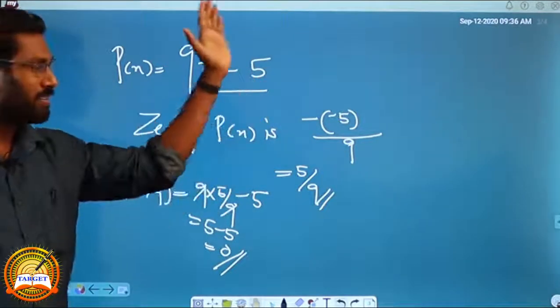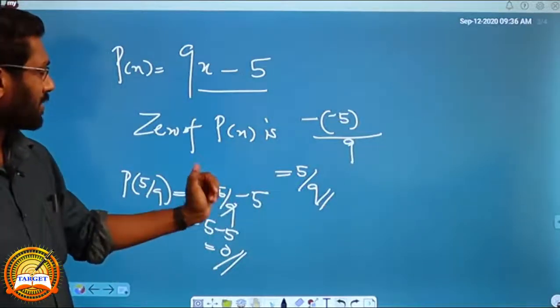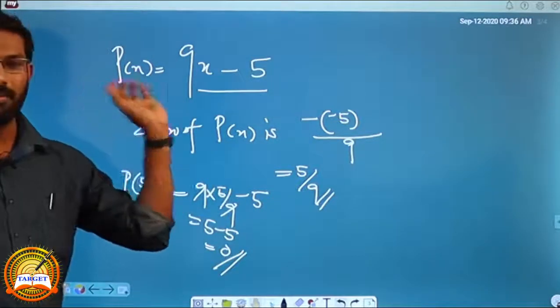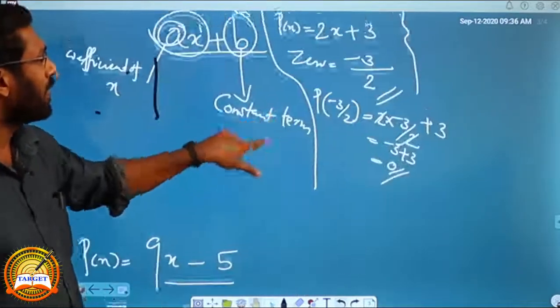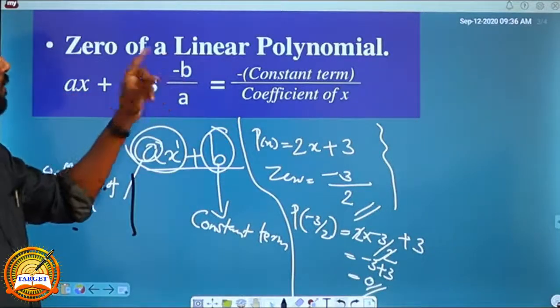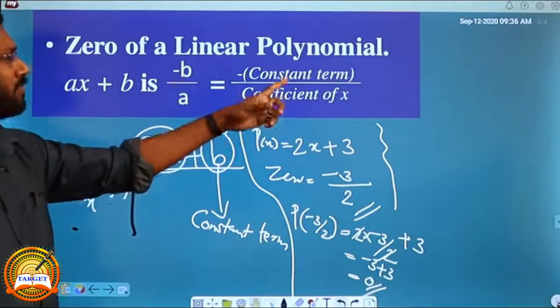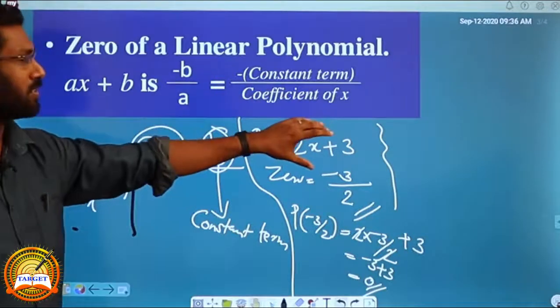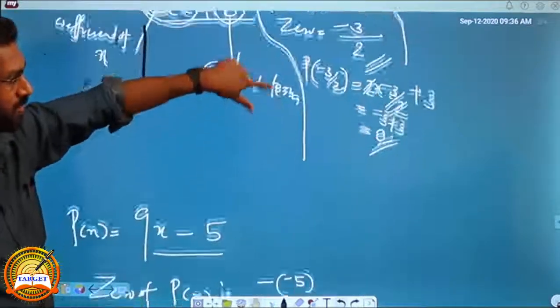Got it? So this is the method to check whether any value is the zero of a polynomial, and for a linear polynomial, to find it by applying this definition. The zero of a linear polynomial ax plus b is minus b by a, that is, the negative of the constant term divided by the coefficient of x. Okay, hope that you understood this concept.